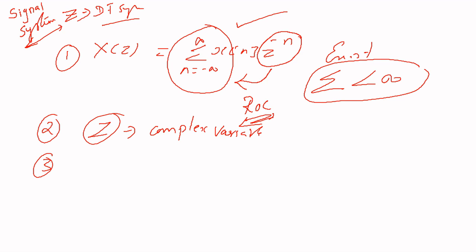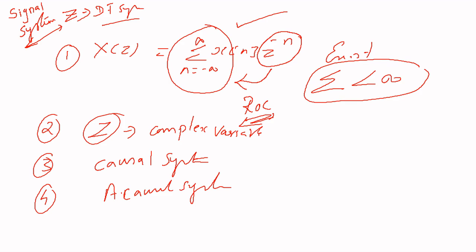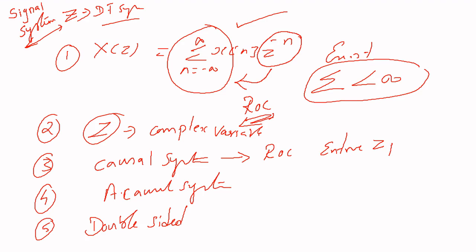And the third important thing is I called causal systems or causal sequence and anti-causal system, and also we talked about the double-sided system. About the causal system, ROC, what was that? ROC is the entire Z plane except for Z equal to 0.